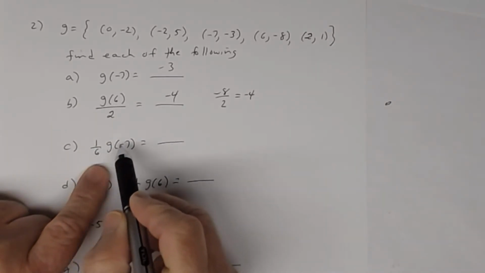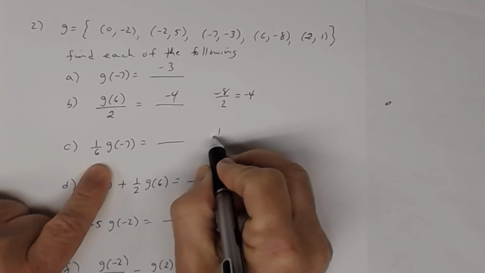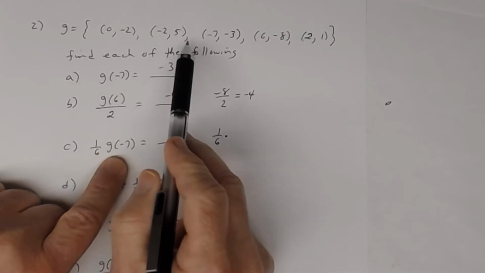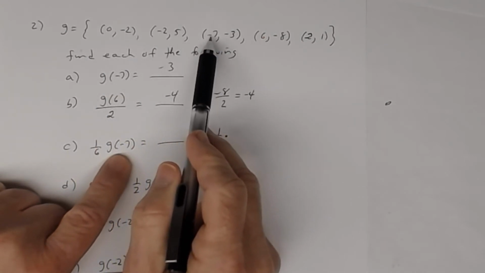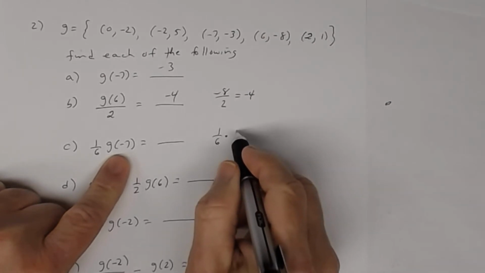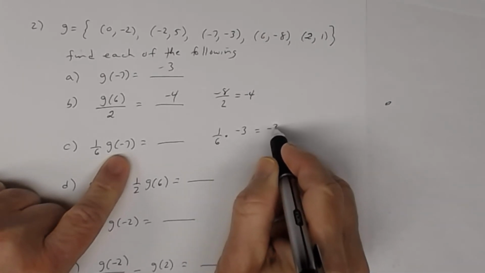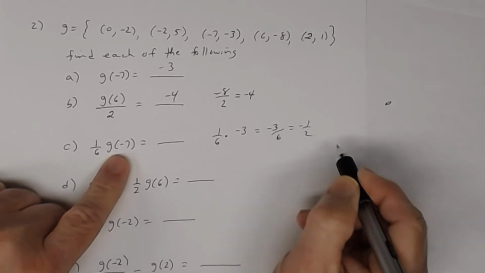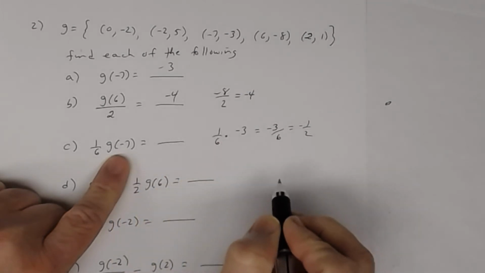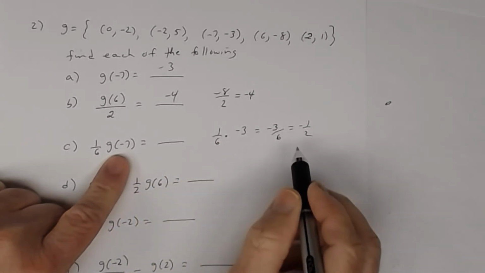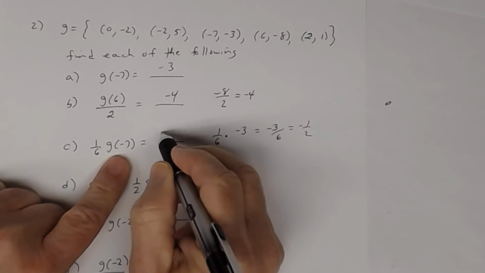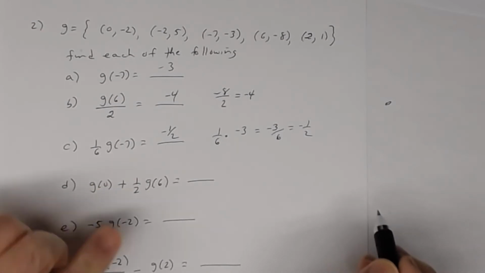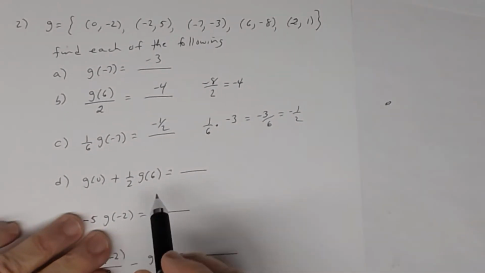Okay, over here, this says 1/6 times g of negative 7. So let me go ahead and put that here. So 1/6 times, now g of negative 7, I go to my function g, and I find where x is negative 7. So g of negative 7 is going to be negative 3. So I get 1/6 times negative 3, which is negative 3/6, right? Reduce it, make sure you reduce, which is negative 1/2, and leave it as a fraction. Don't write as a decimal, just in case it doesn't terminate. So never approximate, always give the exact answer. So we get negative 1/2. All right, so very simple, not difficult at all.